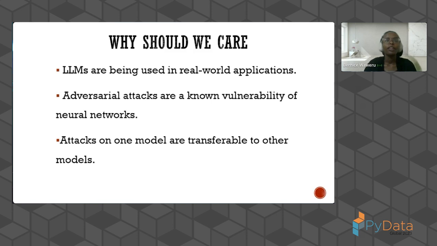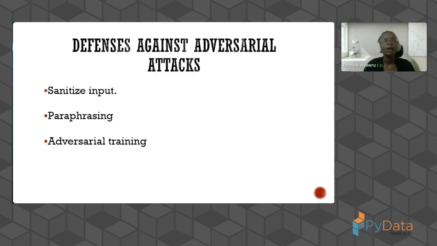Then, with the knowledge that the attacks can be transferable to other models, I think it is quite wise for us to care about how our models can be more robust and how we can improve their performance against adversarial examples. So this talk would not be complete without talking about defenses and how you can protect your model from this known vulnerability. One of the most effective ways to protect your model from adversarial attacks is to always sanitize input from users.